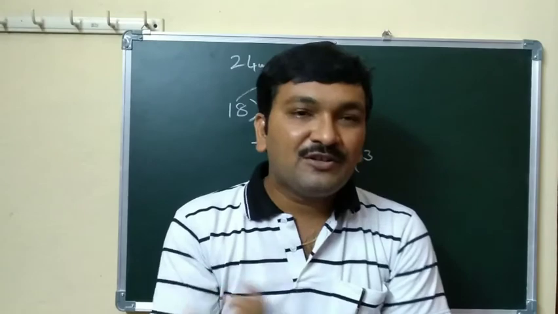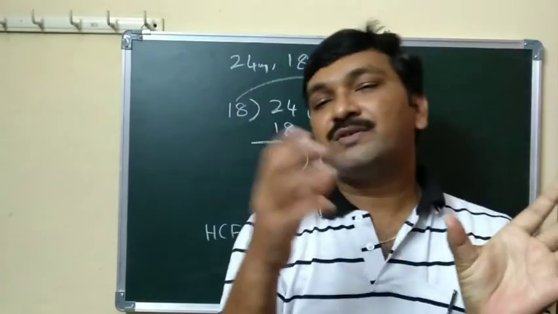Next is the commutative property. Commutative means A operation B equals B operation A.